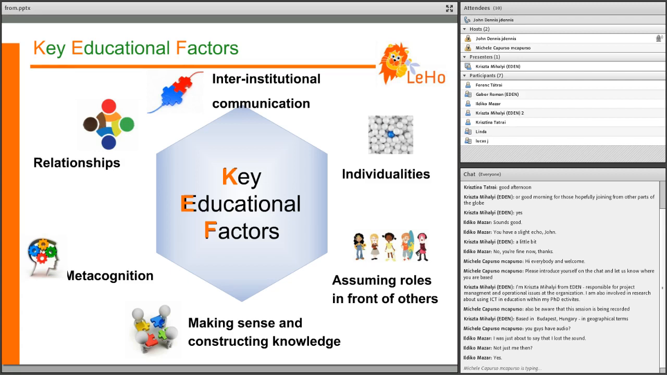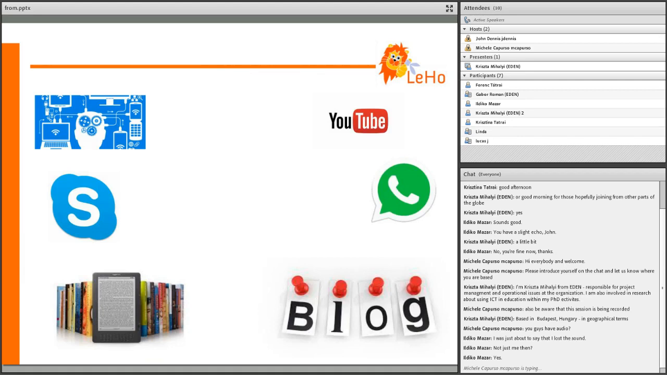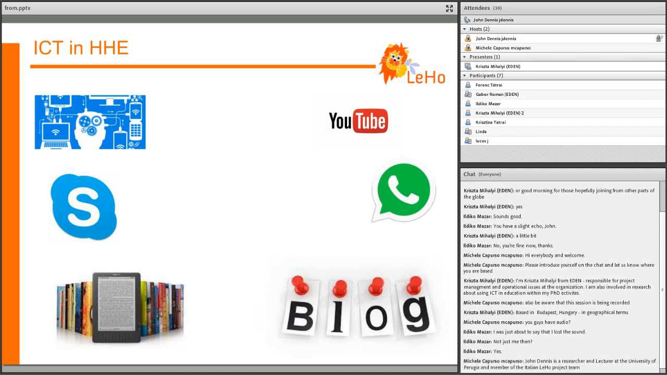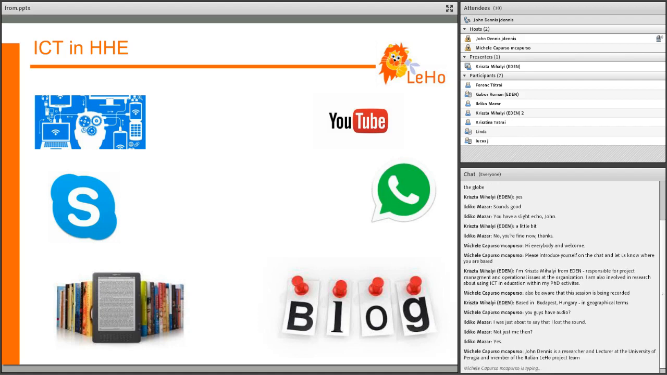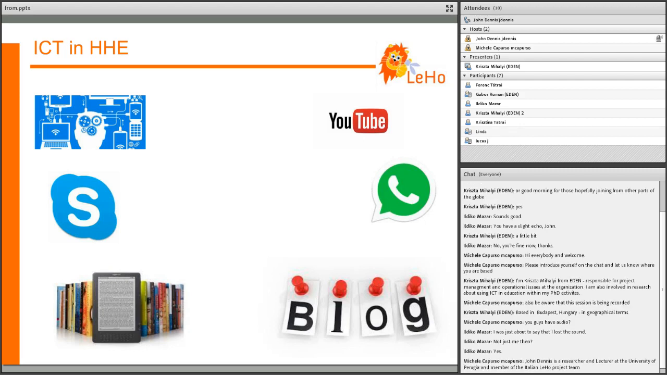I'll move on. So, the ICT in home and hospital education. Information and communication technologies converge multiple technologies, like writing, communication, and games that can yield enormous benefit within education. With ICT, knowledge can be gained or transferred devoid of location. So this is important inside the home and hospital education.